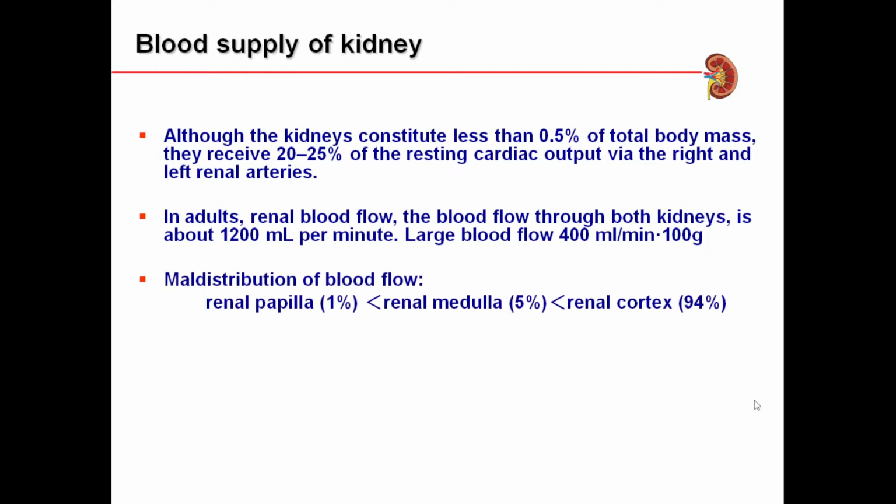But there is such a thing as maldistribution of renal blood flow. Most of the blood goes to the renal cortex, less blood goes to the renal medulla and renal papilla.